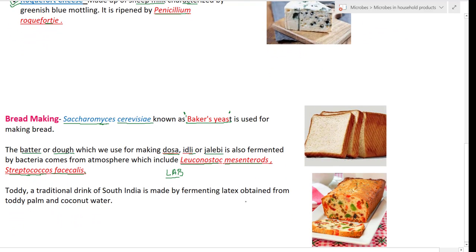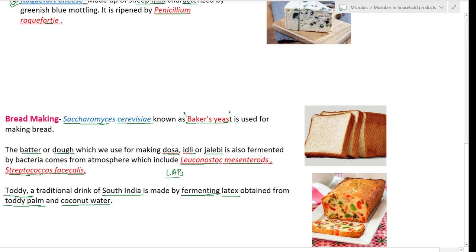Next, we come to the drink, that is the toddy drink. It's a refreshing drink which is quite popular in southern India. How is it made? It is also made by the activity of microbes. Here we ferment latex obtained from the toddy palm. We collect the latex from the toddy palm, mix it with coconut water and let it ferment. After fermentation, we get the toddy drink, which is quite refreshing in South India. We can further make jaggery from this drink by heating it.